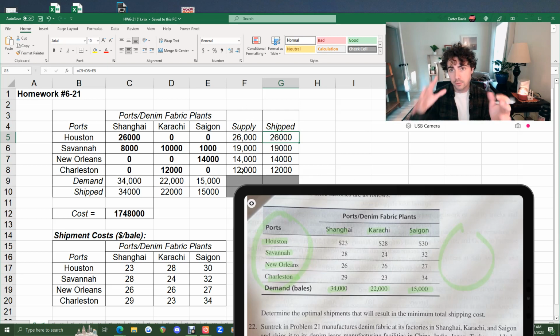Now that it's gone to the ports, and the ports demanded 26, 19, 14, 12,000, that means they have to ship every bit of that, because they demanded it for a reason, so they could send all of it to the fabric plants. So all of these cells will now be strictly equal to these cells, and same with the fabric plants. The fabric plants are demanding 34, 22, and 15,000, so they must have that much shipped to each of them.